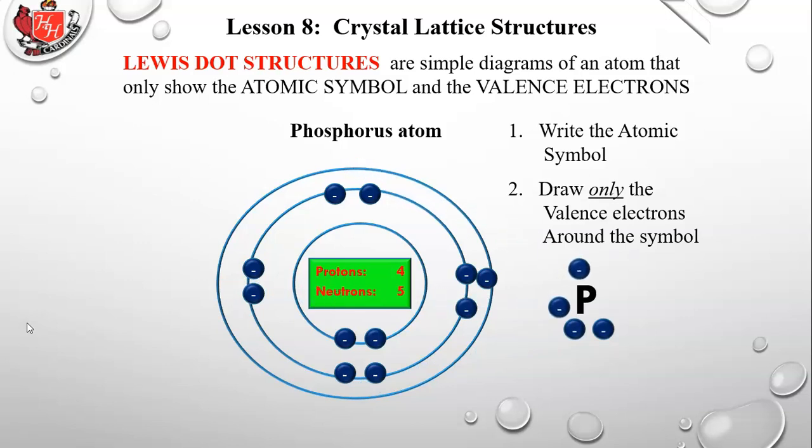Lewis dot structures are more than just a simple way of diagramming an atom. You can actually do some very powerful analysis of molecules, including the actual 3-dimensional geometric shape of a molecule, by using Lewis dot structures.